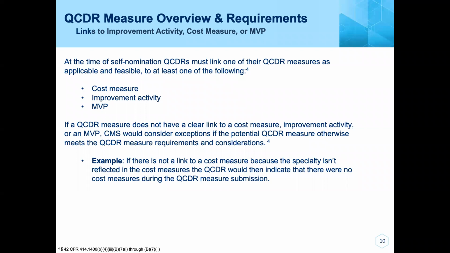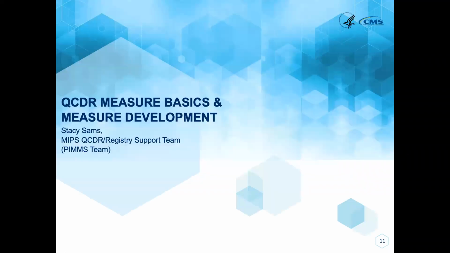An example of an exception could be that maybe there's not a cost measure linked to a cost measure because that specialty is not currently reflected in the cost measures that are available. CMS does review all of this information and takes it into consideration during the annual QCDR measure reviews. Next slide, please. Now we will talk about some of the measure basics in the process of measure development. Next slide, please.